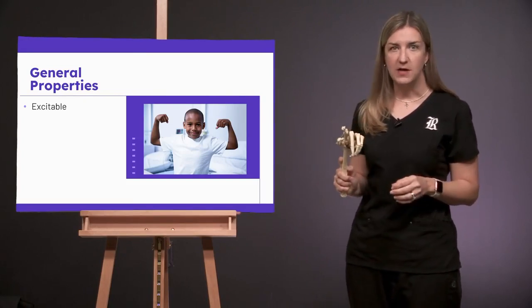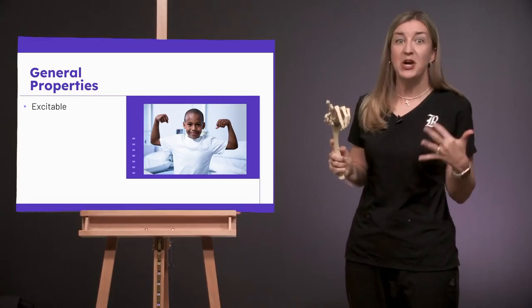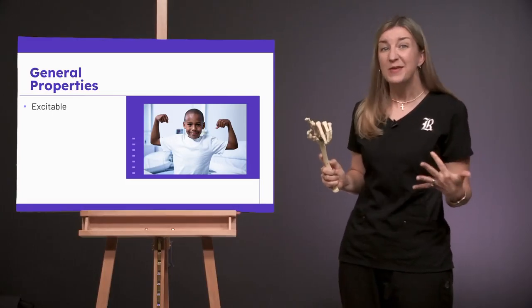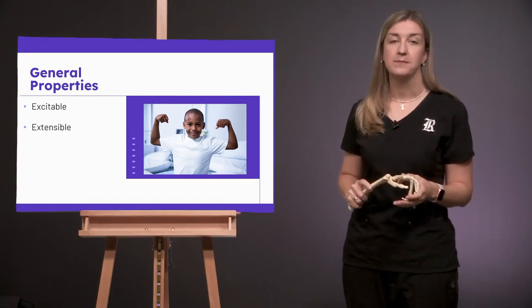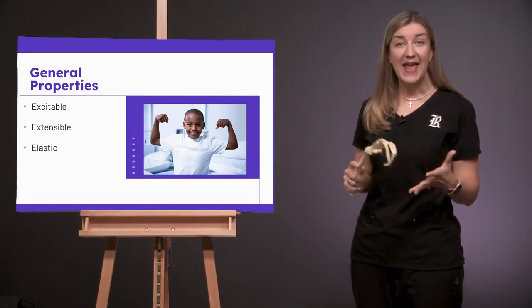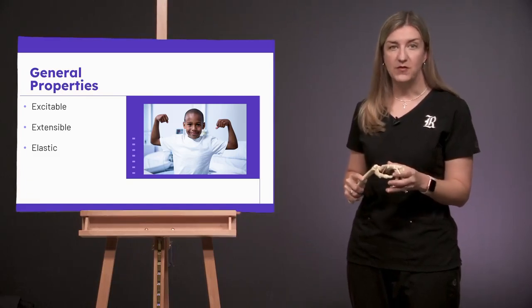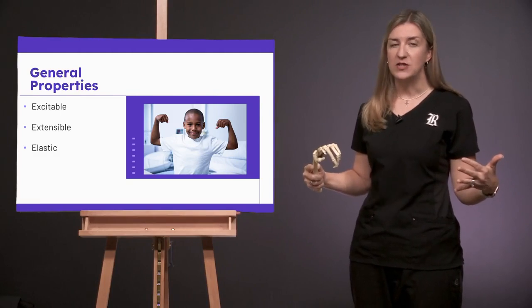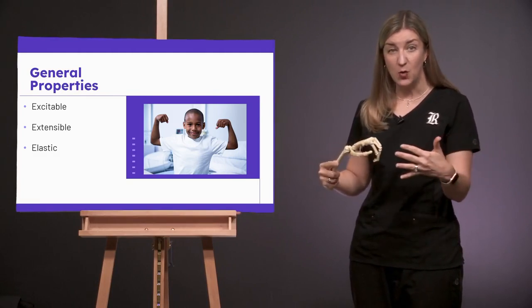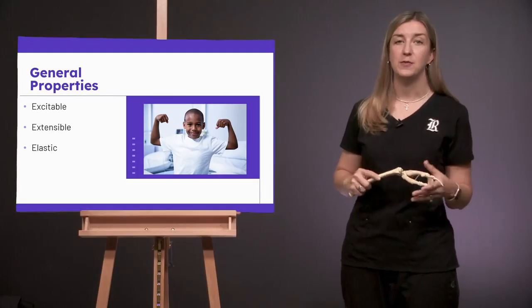First, muscles are excitable. This doesn't mean that they jump up and down and can't control themselves every time they see you like a puppy, but rather that they respond to changes in electrical states. Muscles are also extensible and elastic. Extensible refers to their ability to stretch without ripping in half. Elastic refers to their ability to then return or recoil to their resting length after being stretched.